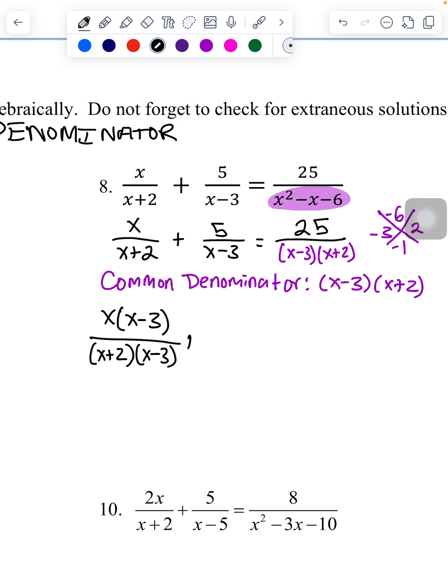Okay, good. Do the same thing on the 5, but now I already have that x minus 3 on the bottom. I want to add on that x plus 2. So I have that x minus 3 on the bottom that I started with. I want to add on that x plus 2 because that's what I need.